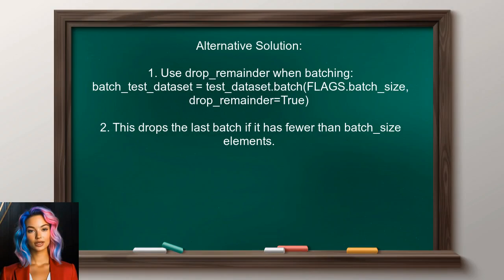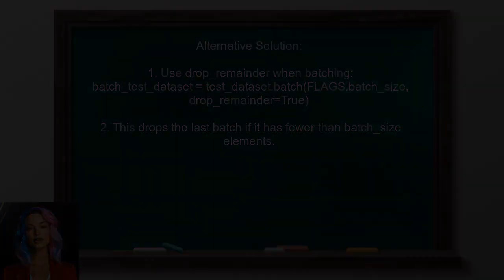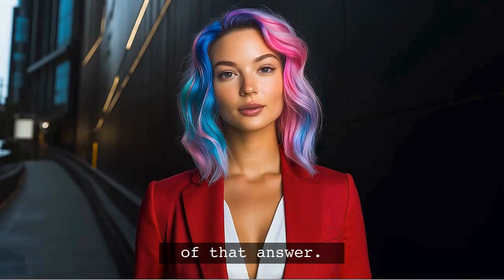One alternative solution provided by a user is to use the drop remainder parameter when batching your dataset. This ensures that if the last batch has fewer elements than the specified batch size, it will be dropped. This can help avoid the issue of having a none dimension in your output shapes. That's the end of that answer.